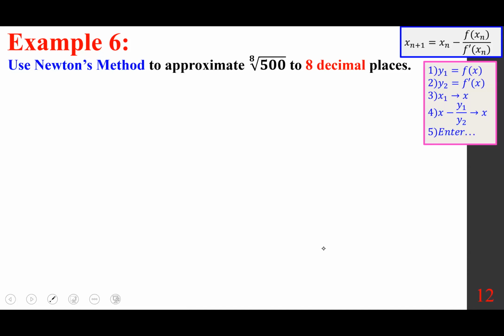All right, we want to use Newton's method to approximate the 8th root of 500 to 8 decimal places.